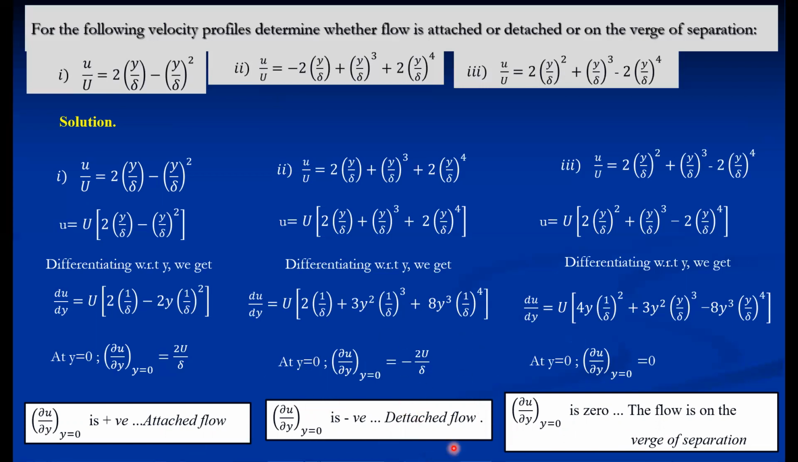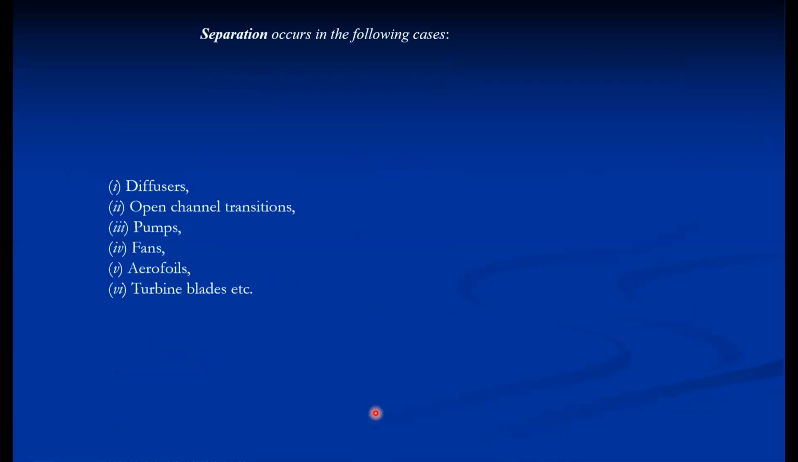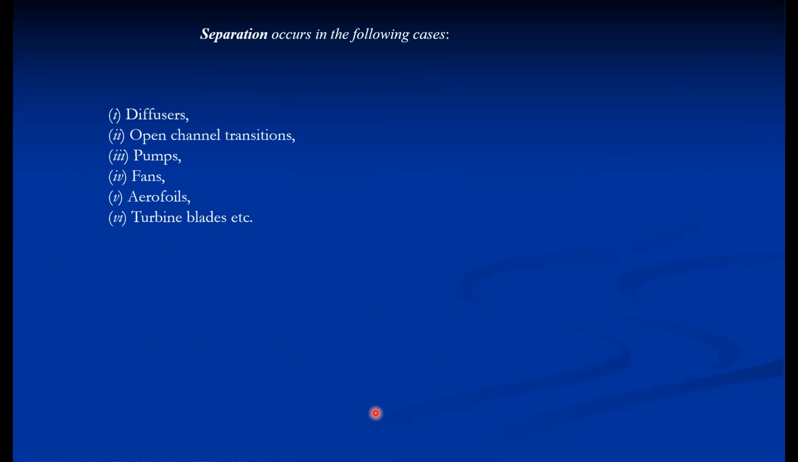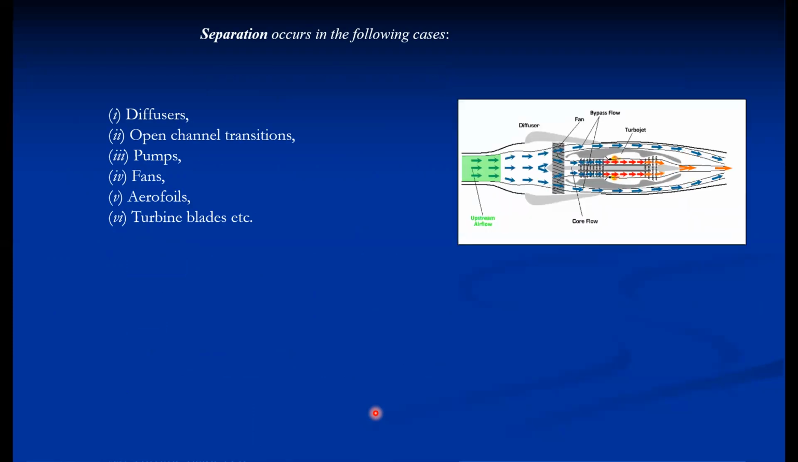So this is the condition which can be used for the situation, whether it's attached, detached, or on the verge of separation. Separation occurs in most of the cases like non-uniform cross-section, that is a diffuser. There is also internal flow. Also, there is a possibility of sudden enlargement in cross section, where there is a possibility of separation and error. So, in order to avoid that, generally gradual enlargement is preferred. In an open channel transition where there is a sudden enlargement, the flow near the boundary is already separated.